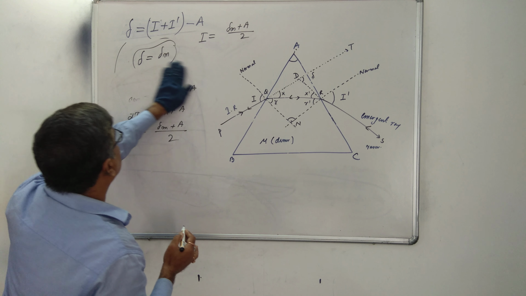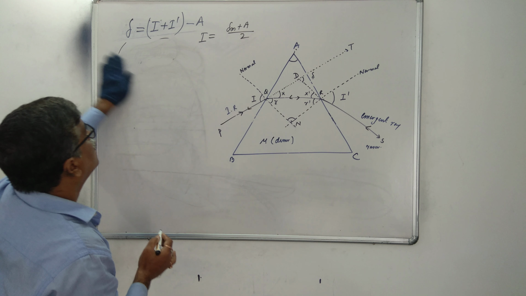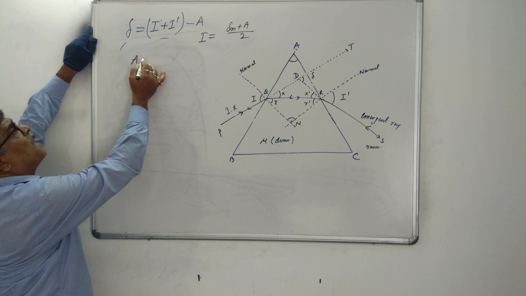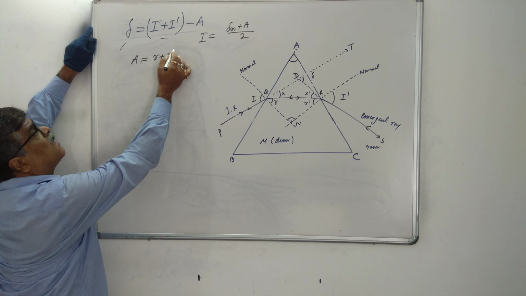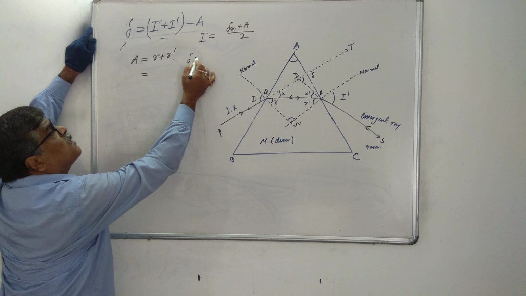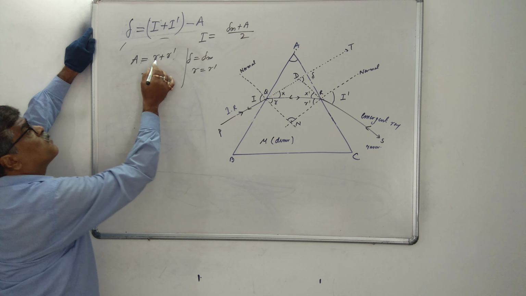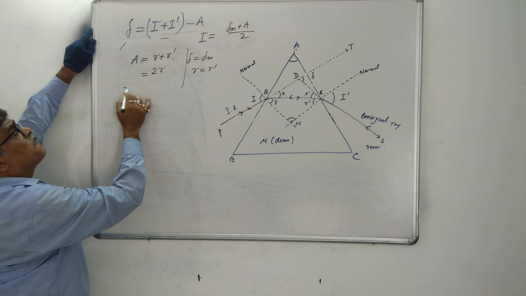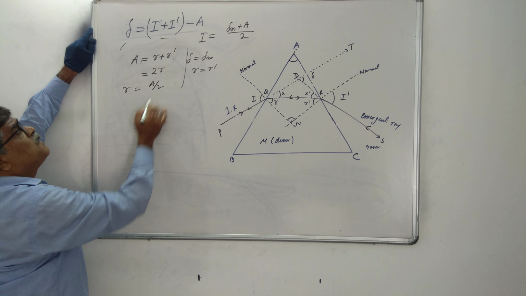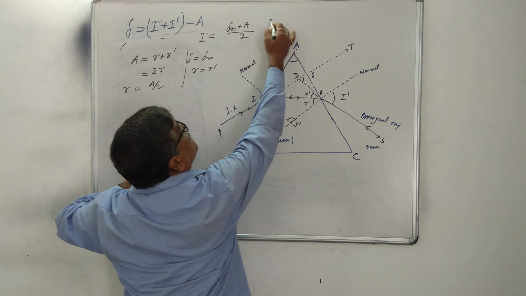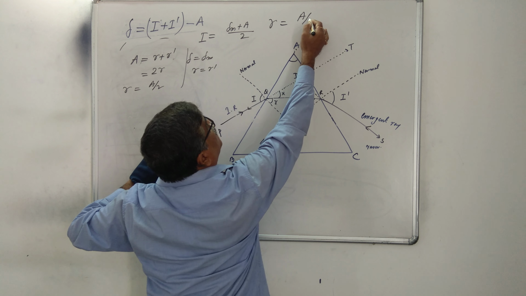Now, another concept. We know the angle of prism is equal to R plus R dash. So when delta is equal to delta M, R is equal to R dash. So from this result, A is twice R. Therefore, R is equal to A by 2. Our next result is R is equal to A by 2.